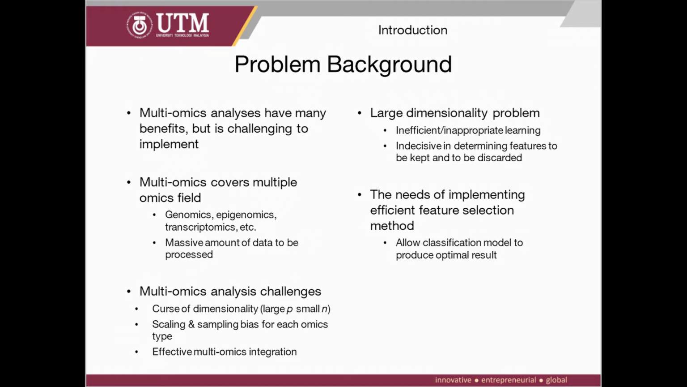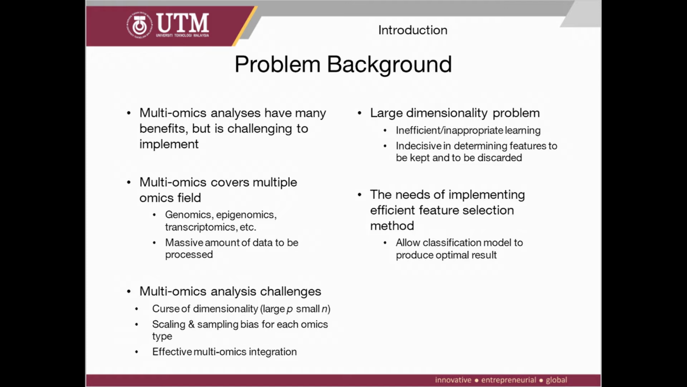Scaling and sampling bias is another challenge, as for different omics types, there are different sampling techniques and the extracted raw data are also at different scale. One omics expression might have more features than the other omics expression. Besides that, an effective integration method is also needed to combine the different single omics data into one multiomics data. The technique used to combine the omics data needs to be effective, or otherwise the combined multiomics data might not give any new insights at all.